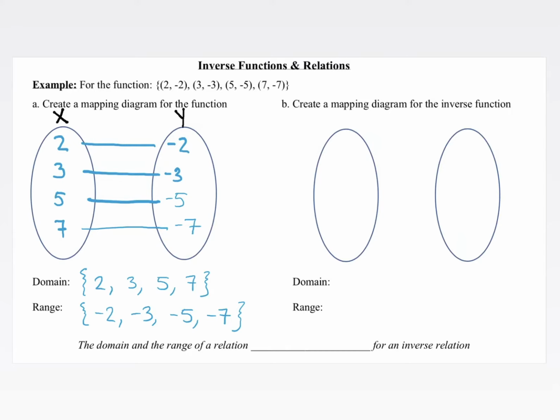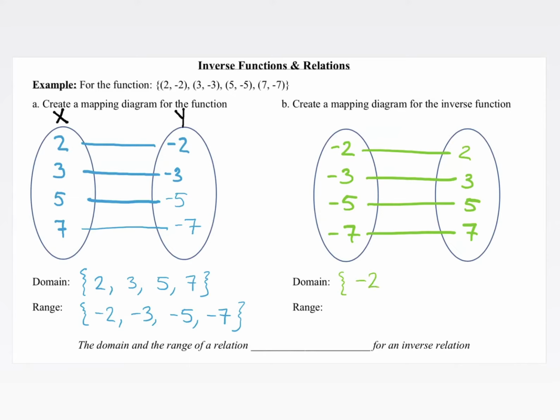So instead, we're going to have -2 going to +2. -3 is going to map to +3. -5 is going to map to +5. And -7 is going to map to +7. So our domain is going to be all of -2, -3, -5, -7. And the range is going to be 2, 3, 5, 7. So we notice here that the domain and the range switch for an inverse relation.